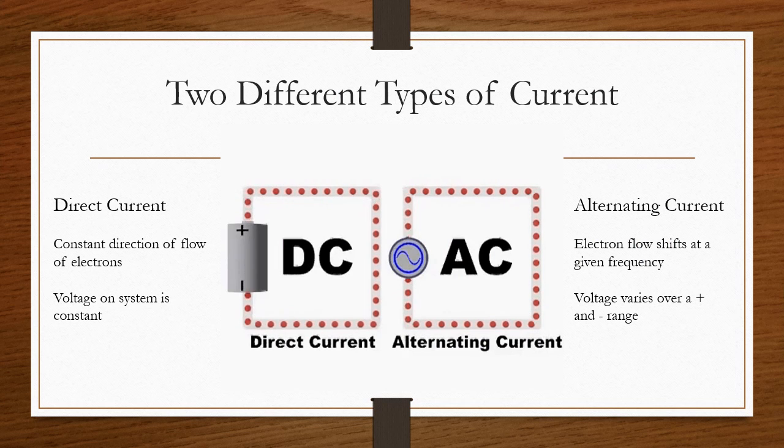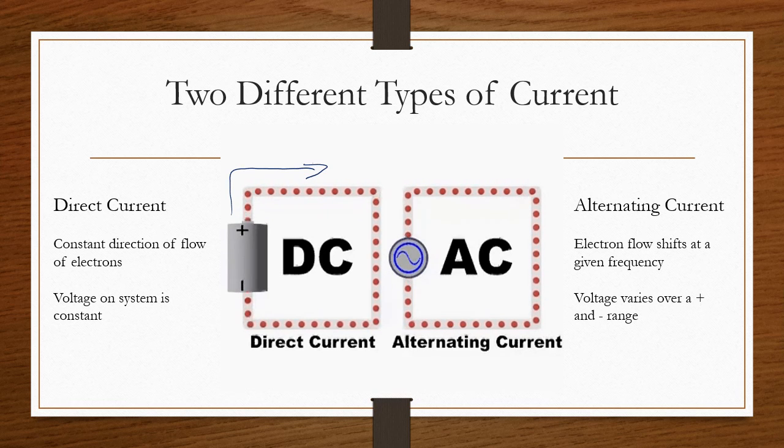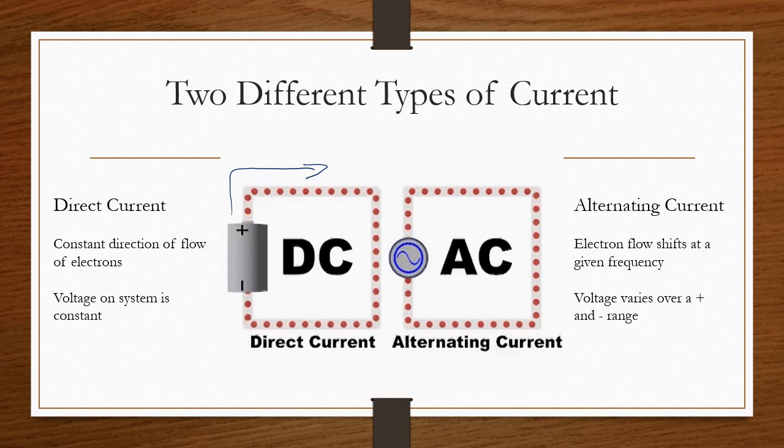So what two types of current do we have? Well, we have direct current and we have alternating current. And see here on the left in direct current that there is a constant flow of electrons through the loop of the circuit from one end of the battery to the other. Okay, so that's key, that electrons and charge are just going to keep going in the same direction the whole time. The other thing here is that the voltage on the system is constant.